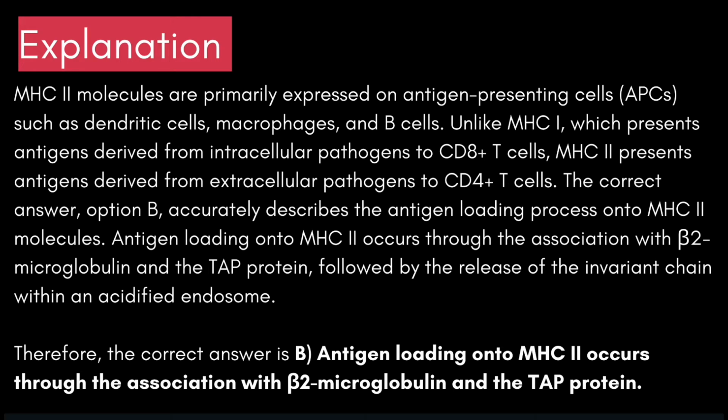Antigen loading onto MHC2 occurs through the association with beta-2 microglobulin and the TAP protein, followed by the release of the invariant chain within an acidified endosome. Therefore, the correct answer is B. Antigen loading onto MHC2 occurs through the association with beta-2 microglobulin and the TAP protein. Moving on to see why the other answer choices are incorrect.